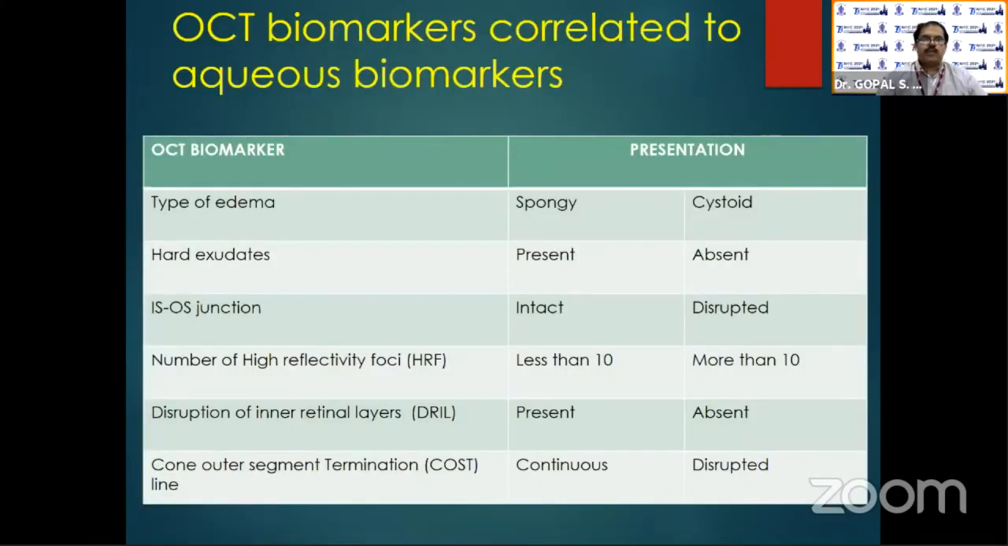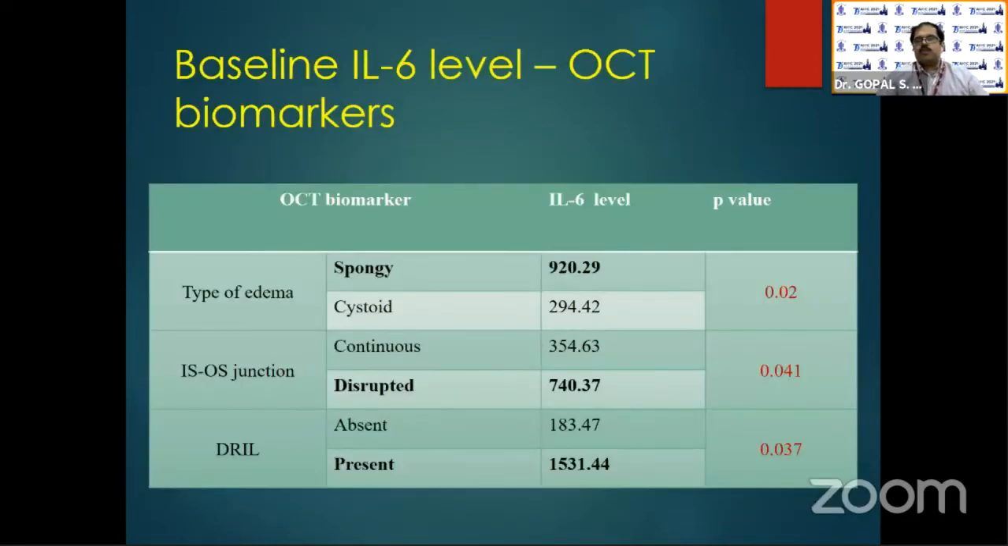And these were the OCT biomarkers that I correlated with the aqueous biomarkers: the type of edema, spongy or cystoid, hard exudates present or absent, ISOS junction intact or disrupted, number of high reflective foci less than 10 or more than 10, DRIL present or absent, and cone outer segment termination continuous or disrupted. So these were some of the significant things. If it is spongy, the IL-6 levels were 5 times higher than in the cystoid type of edema. If the ISOS junction is disrupted, the IL-6 level was double that of a continuous ISOS junction. If DRIL is present, then it's about 10 times higher. The inflammation is 10 times higher than if DRIL is absent.